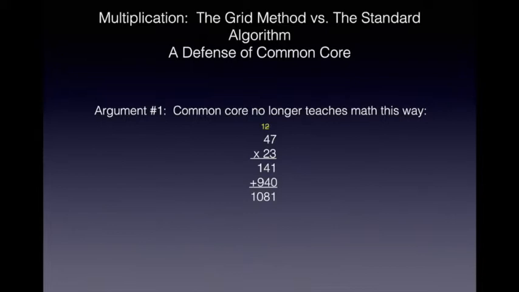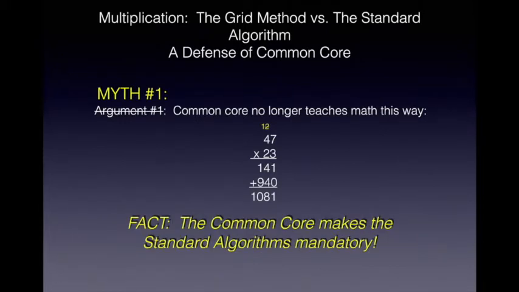Why do people get so upset over Common Core? One of the arguments that they make is just plain false. The argument is that Common Core no longer teaches the standard algorithms. And this is just not true. In fact, this isn't an argument. This is a myth. In fact, Common Core makes the standard algorithms mandatory.